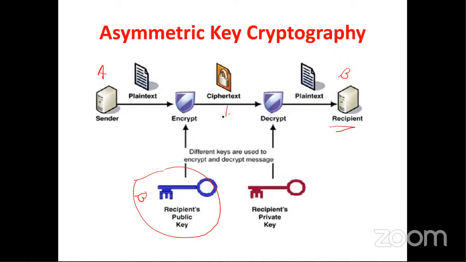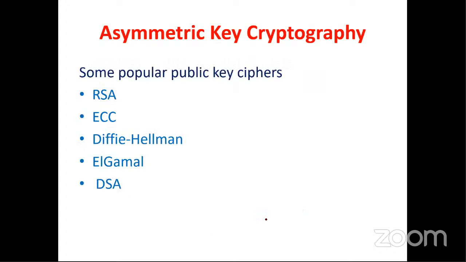So it will go on a public channel. But the corresponding private key is with Bob only. So only Bob can decrypt this cipher text. So the idea is, in asymmetric, we have a pair of keys for each user. The public key is used for encryption, and only the recipient, who has the private key, can decrypt it. So there are such systems, and popular ones are RSA, ECC.